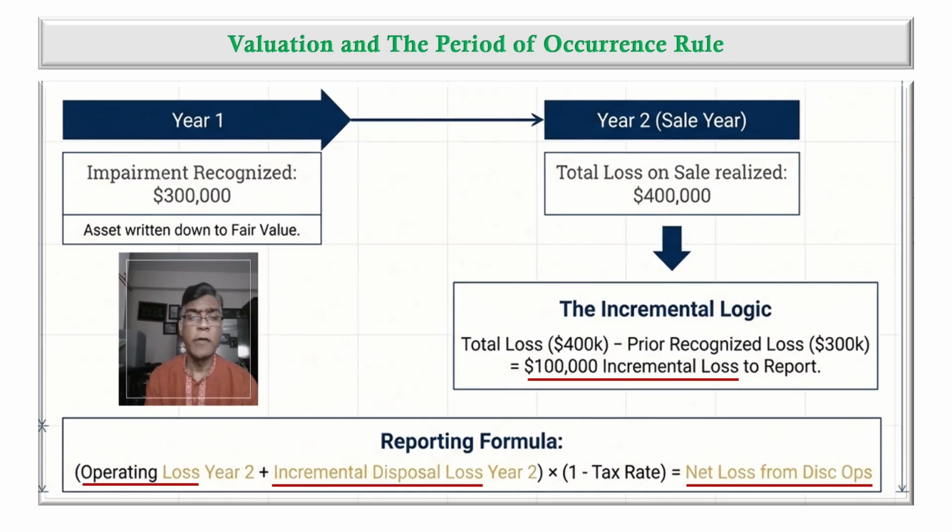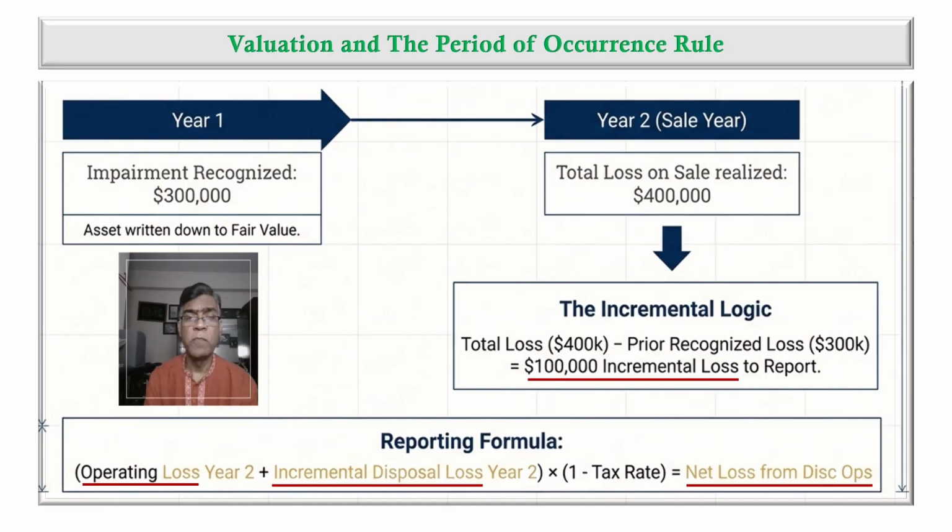Valuation and the period of occurrence rules. In year 1, impairment recognized 300K, asset written down to fair value. In year 2, the asset is sold and the total loss on sale is 400K. The incremental loss logic means that the only incremental loss, 100K (400K minus 300K), is to be reported in year 2. In this case, you need to understand the reporting formula.